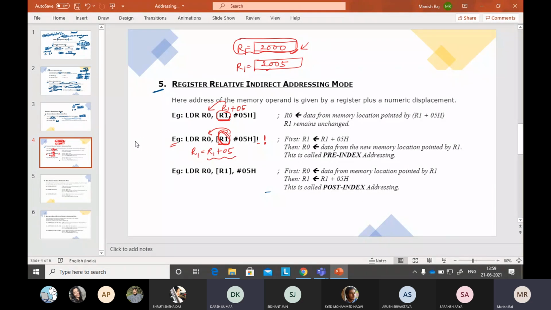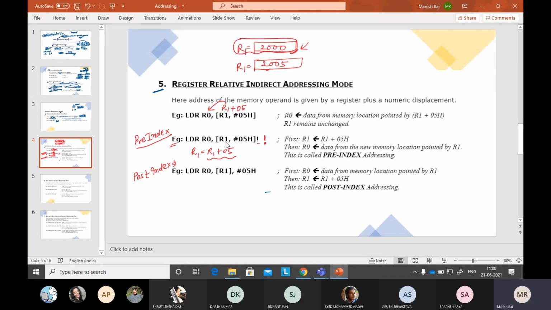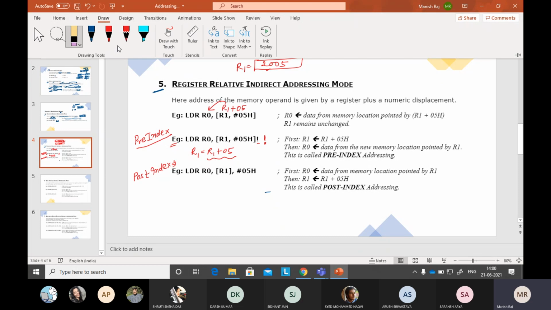So this is the pre-index. This is the normal way. Now one thing more, that is the post-index. In the post-index, what is happening? You can see the difference between the instructions. There is a little difference in the instruction, so you have to understand this part.